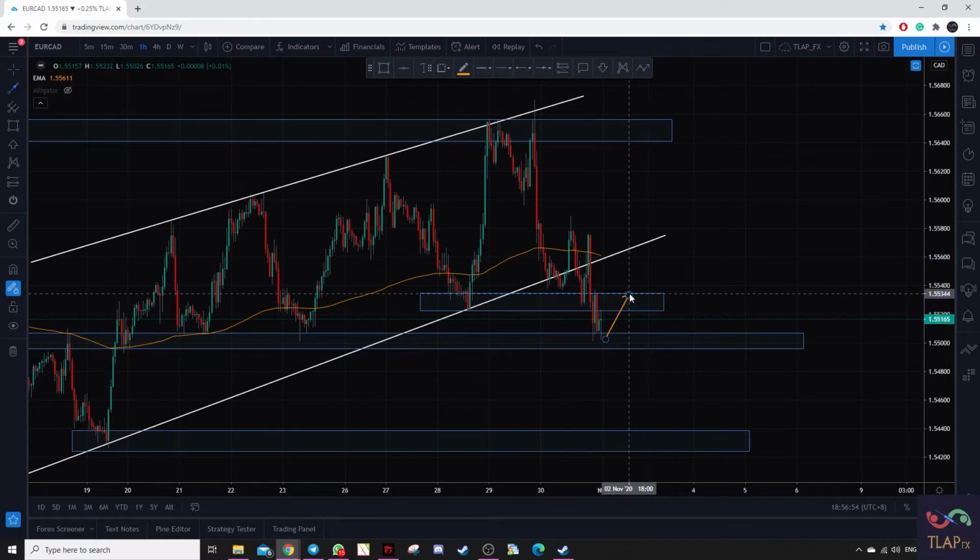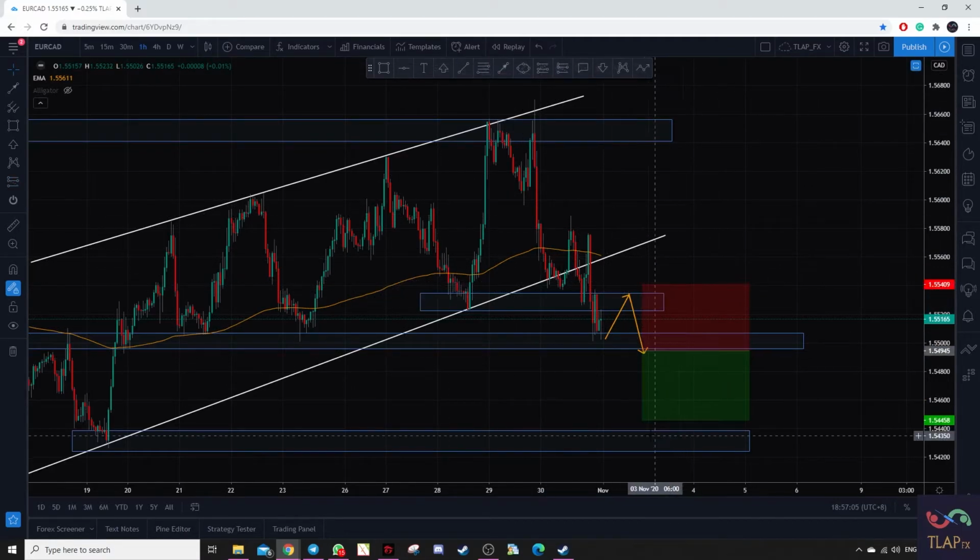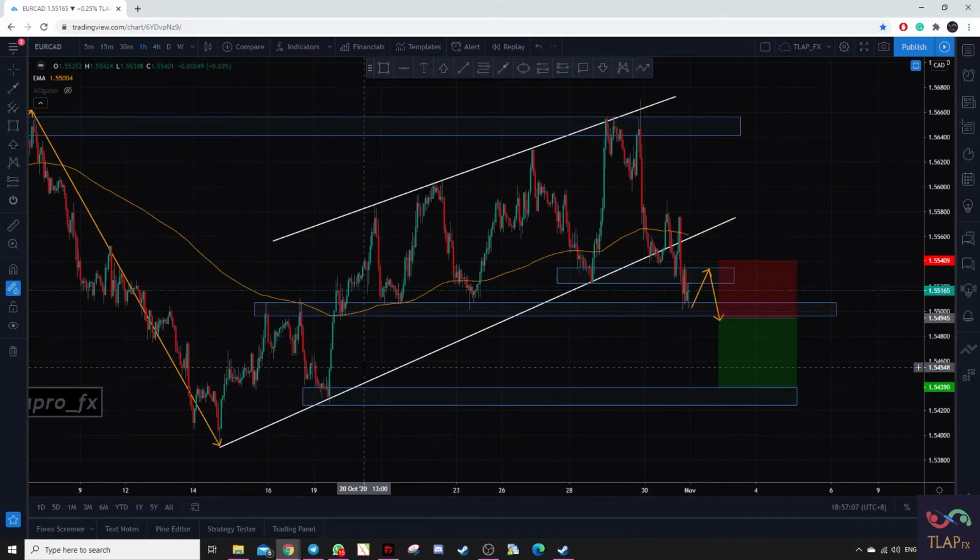So we actually want to wait for a next breakdown over here, ensuring that it closes below this level, and we have a short here, stop loss above this level, and aim for previous low over here.